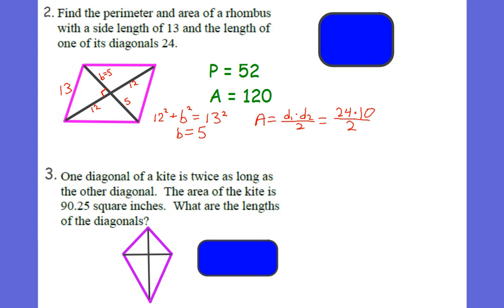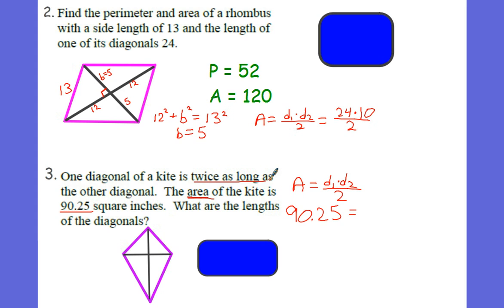Okay, let's start with just writing the area formula for a kite: d1 times d2 all over 2. Let's see what we can fill in here. They actually give us the area in this problem, so let's plug that in. So area is 90.25. All right, let's see what we can call these diagonals. It doesn't give us the actual length of either one, but it does tell us one of the diagonals is twice as long as the other one.